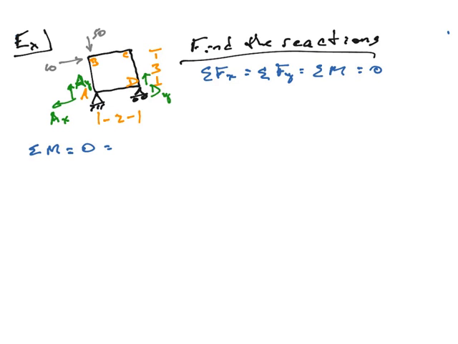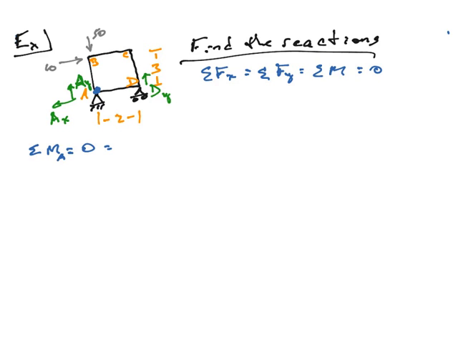First question, which point of rotation? Well, the rule is, generally speaking, what you want to do is choose the point which has the most unknowns in it. Looking at my picture, point A has 2 reactions, point D only has 1. So I'm going to choose point A to be the point of rotation. So I'm going to say the sum of the moments about point A. All right, so A is the point of rotation.